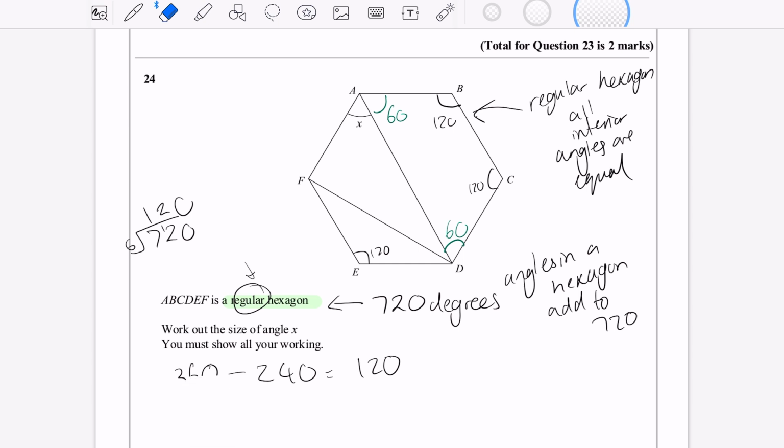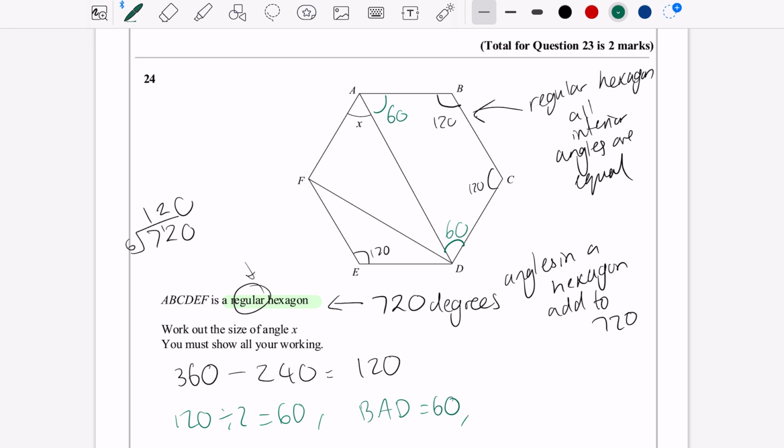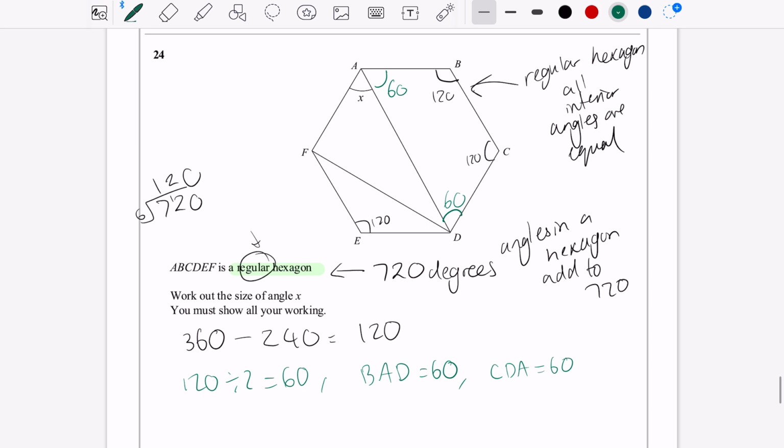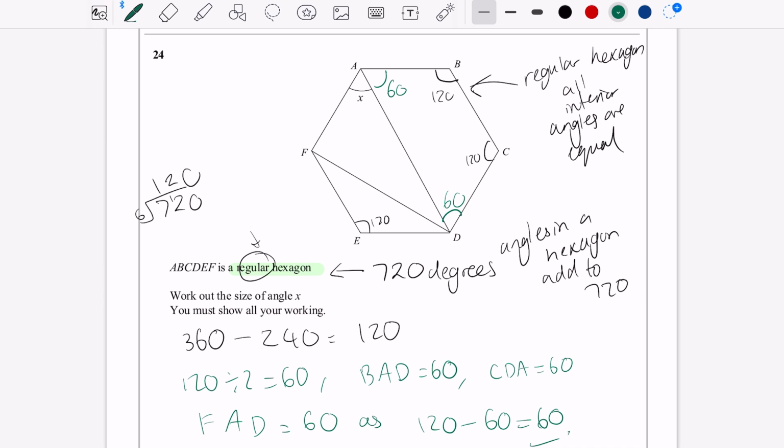All right, so 120 gives you both of these. So angles, 120 divided by 2 equals 60. So angle BAD equals 60 and angle CDA equals 60. And so FAD equals 60 as 120 minus 60 equals 60. All right, so it's actually right, that one. All right. Moving on.